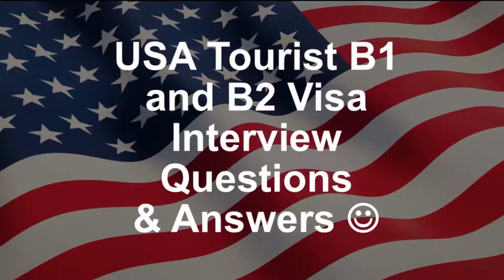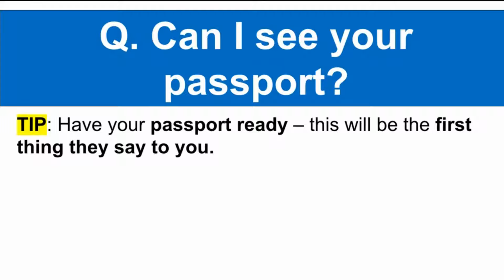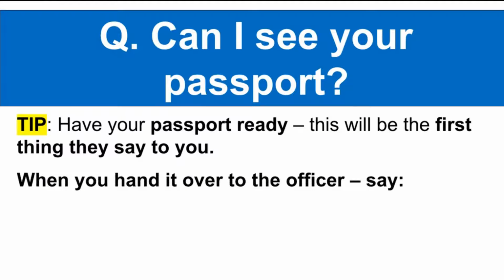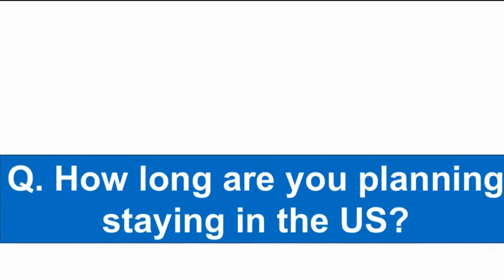Okay, let's work through those USA Tourist B1 and B2 visa interview questions and answers. Now, the first thing they're going to say to you is, can I see your passport? So have your passport ready, because this will be the first thing that they are going to say to you. So when you hand it over to the officer, just say, no problem, I have it ready for you right here, and then just give it to them. So do say something when you hand over your passport. Don't just hand it over and not say anything. Just say, hello, no problem at all. I have it ready right here for you. And then give them the passport.